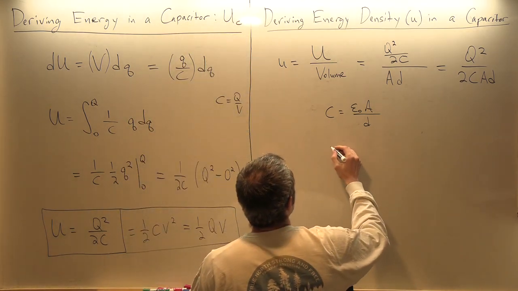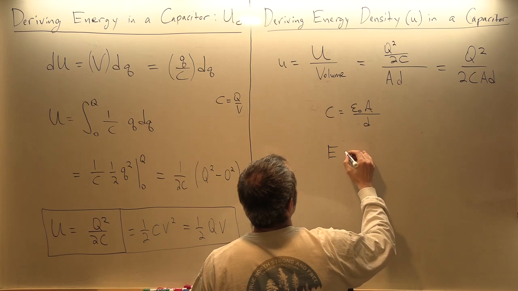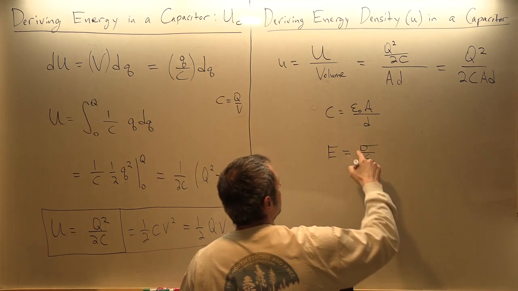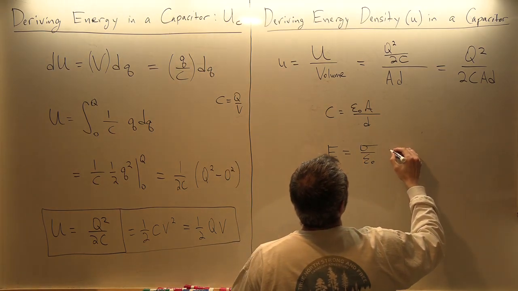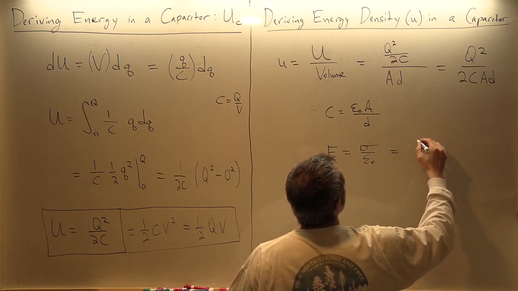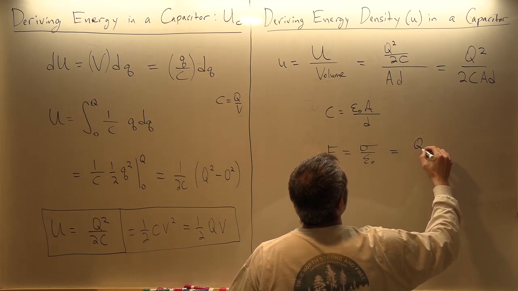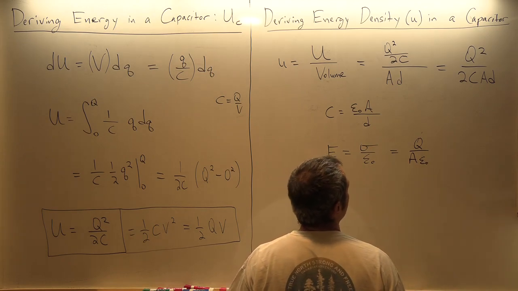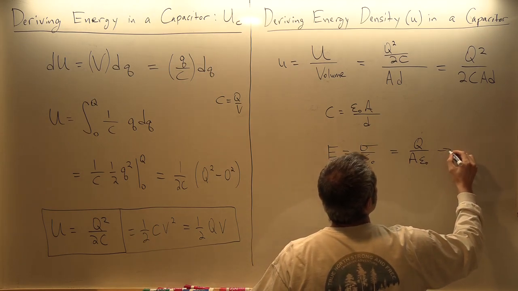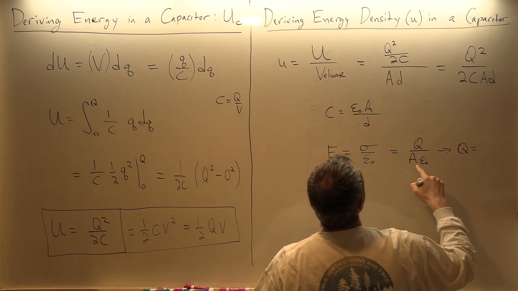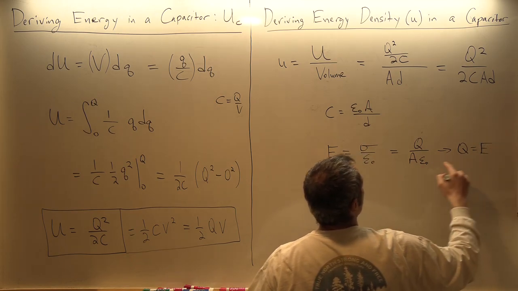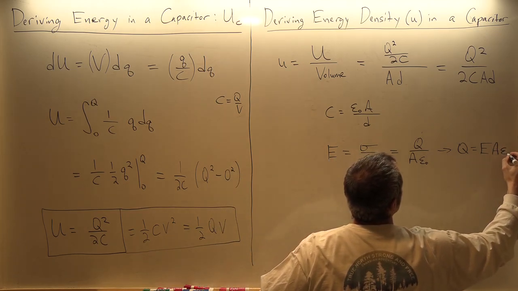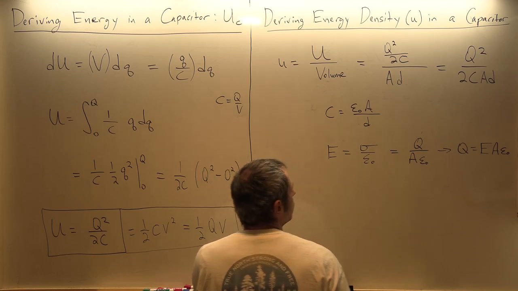Remember that the electric field in a parallel plate capacitor is sigma over epsilon 0. And the sigma is the total charge over the total area. So we derived this earlier in our notes today. And so the charge is equal to the electric field, if I move this to the other side over here, area epsilon 0. Okay?